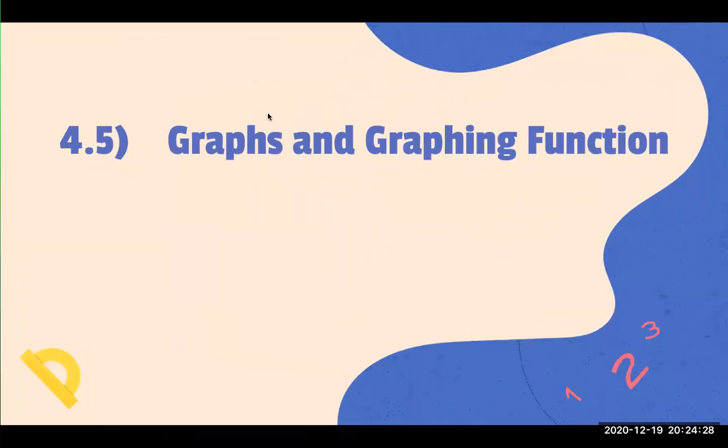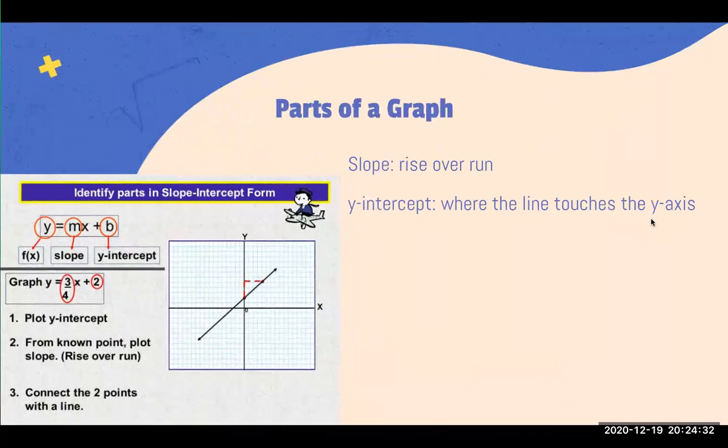So okay, graphs and graphing functions. This is a really cool concept. So parts of a graph: slope equals rise over run. Specifically, we're going to be learning about linear graphs and linear equations. We're not going to be learning about the other types of equations yet. Okay, so slope equals rise over run. Y-intercept is where the line touches the y-axis. It's where the graph touches the y-axis.